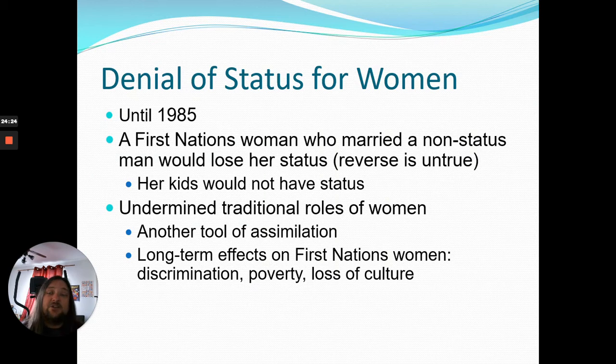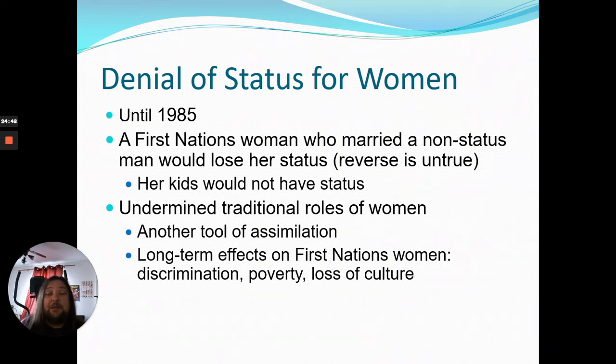So for the last 3 or 4 generations, nobody has had status because at some point there's a woman who married a white man, a French-Canadian man, and she lost her status. So none of her descendants could get it. And yeah, there were amendments in 1985 that meant that people who had lost it through this could regain it. But it's a lot of paperwork, and you need years and years of research to prove your claim.